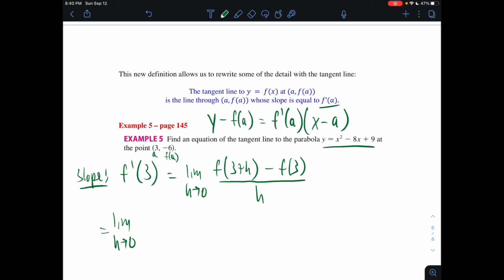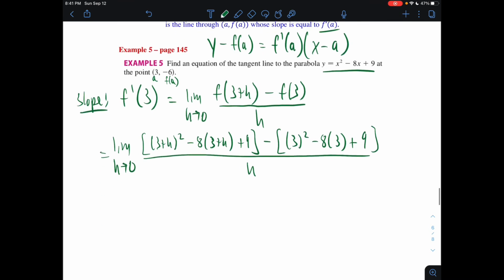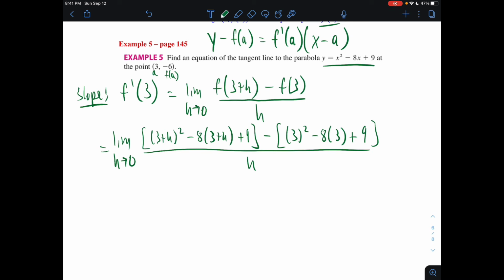I can plug in 3 plus h anywhere I see an x. So (3 plus h) squared instead of x squared, minus 8 times (3 plus h) instead of 8 times x, plus 9, minus f of 3, which is 3 squared minus 8 times 3 plus 9. So now, just like we've seen many times before, multiply everything out, simplify, then we're going to factor out an h, we'll simplify again, and then we get to use direct substitution.